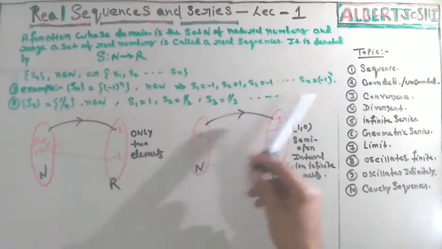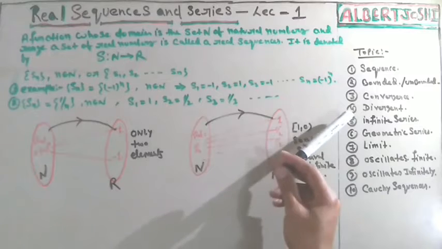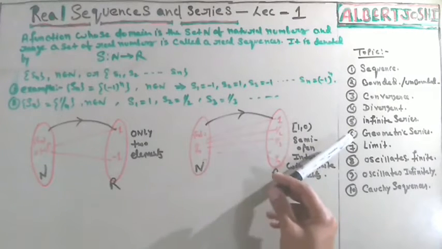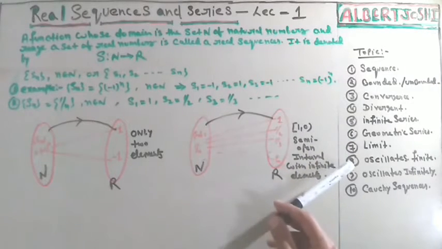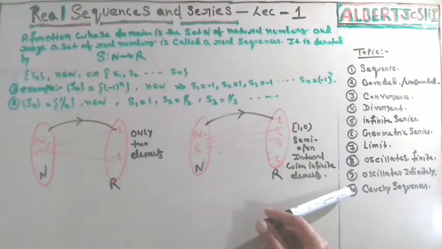The first one is sequence, then bounded, unbounded, then convergence, then divergence, then infinite series, then geometric series, then limit, and oscillates finite and oscillates infinite, and at last the Cauchy sequence.